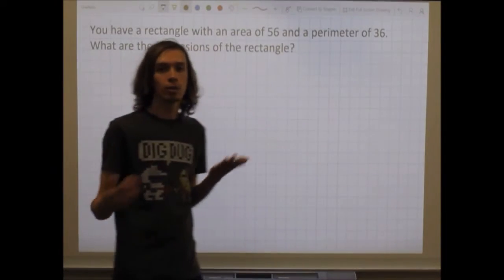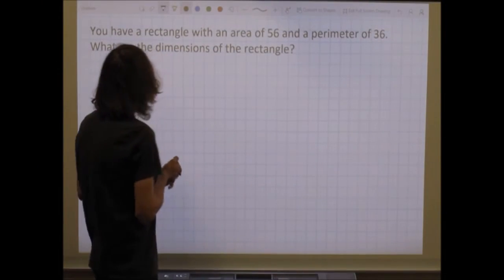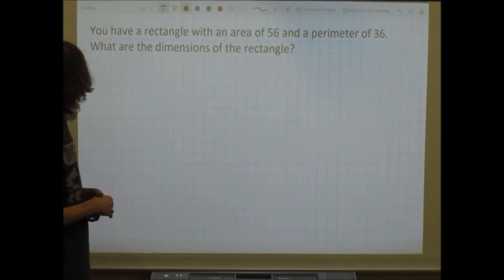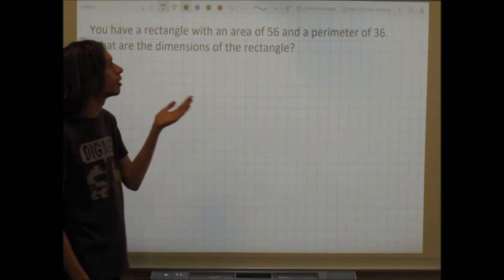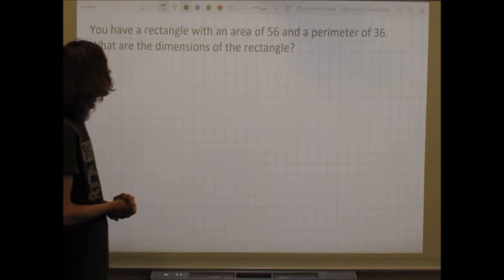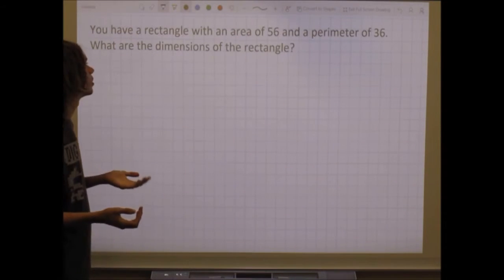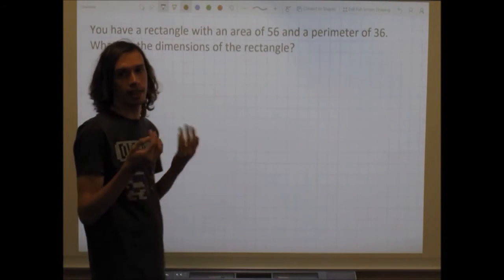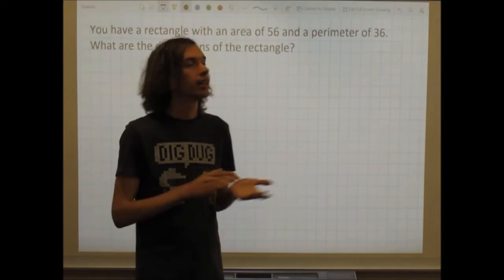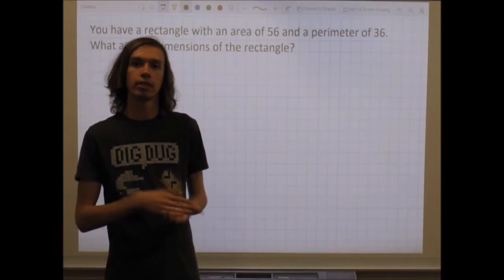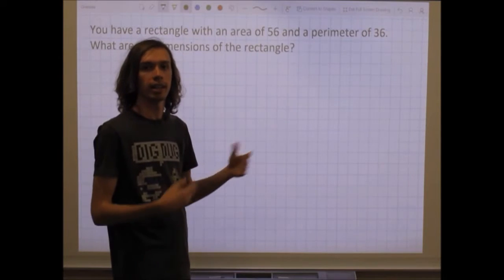Okay, let's try another similar one. This one's a little bit easier. And so I want you to try this one on your own. So it says you have a rectangle with an area of 56 and a perimeter of 36. And what are the dimensions of the rectangle, right? So when I say dimensions again, that's like what is the width, what is the length? And so try this one on your own, pause the video, give it a try, and then we'll talk about the answer in a minute.